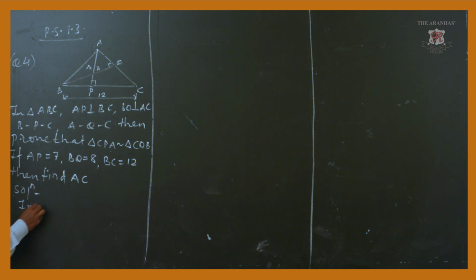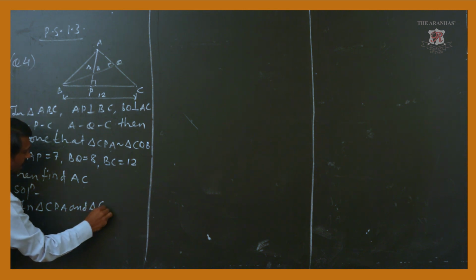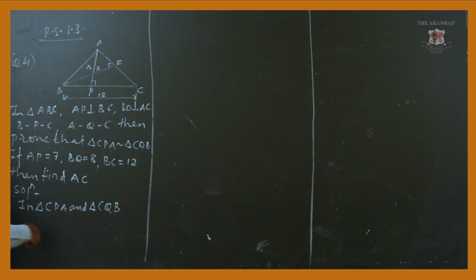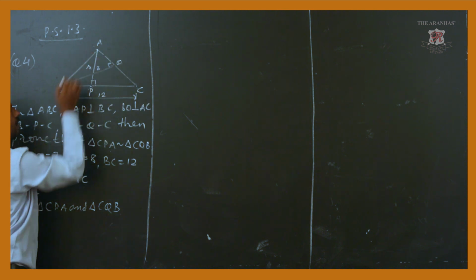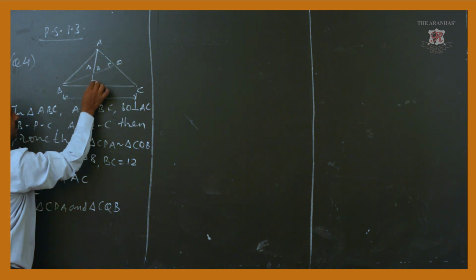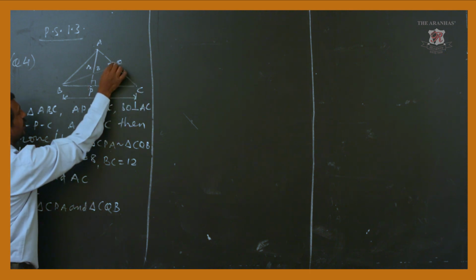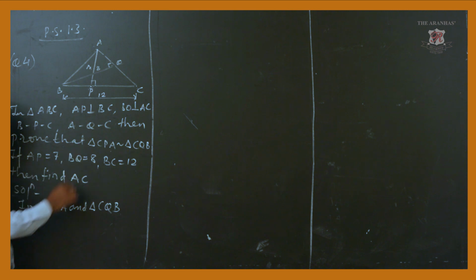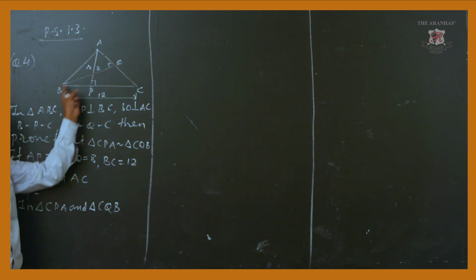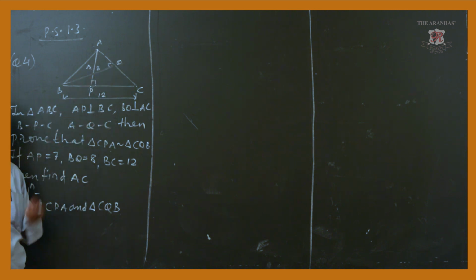Here I will write now, in triangle, which triangle? In triangle CPA, and the next triangle is CQB. Triangle CPA is a right angle triangle, as well as CQB, which is also right angled, because at the P and Q vertices altitudes are constructed, both the measures are the same. Immediately we will start the comparison.